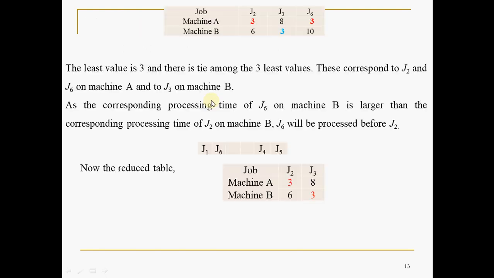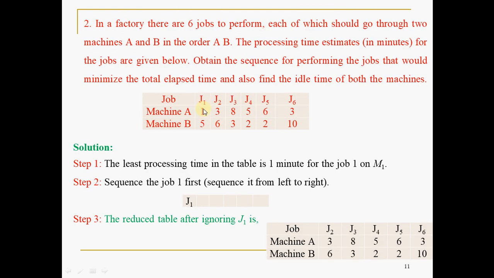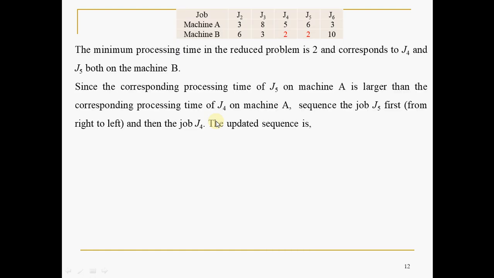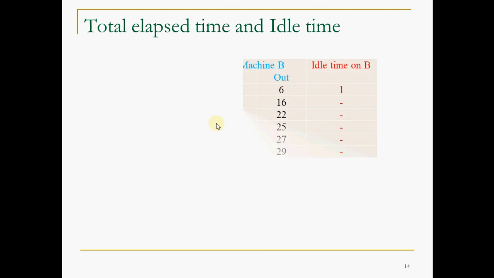You can go back to the table if you wish. This one coincidentally is 1 minute, that's why it is coming 1 there. So 0 and 1. Why is it 1? 0 plus 1. It's 1 minute. Out time is 1.